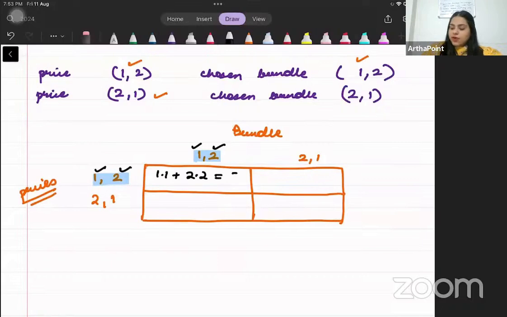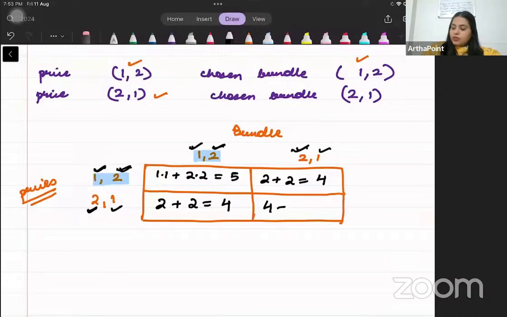So this will be 5. Next, price into quantity plus price into quantity, this comes to 4. Price into quantity plus price into quantity, 4. Price into quantity plus price into quantity, 5. You have to fill this expenditure matrix.